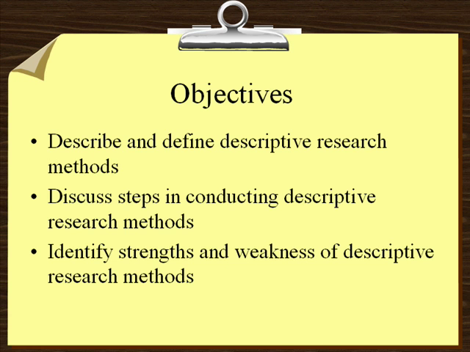As a reminder, our objectives for this lesson are to describe and define descriptive research methods, to discuss the steps in conducting descriptive research methods, and to identify strengths and weaknesses of descriptive research methods. In part 1, we talked about developmental research methods and case studies. In this part, we will discuss job analysis research methods, observational research methods, unobtrusive research methods, and correlational research methods.